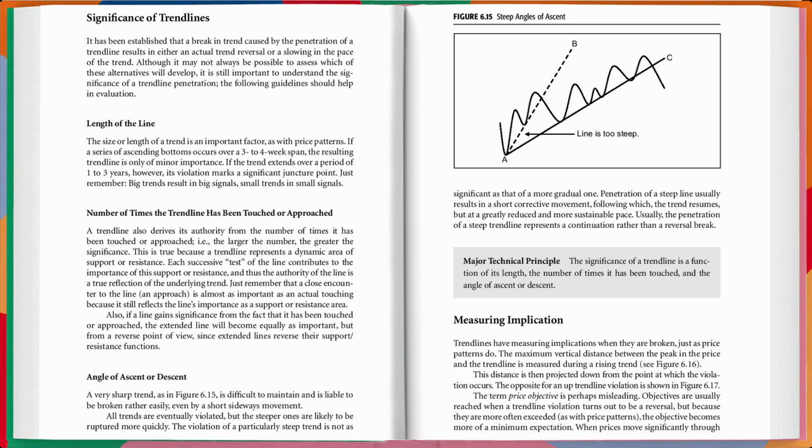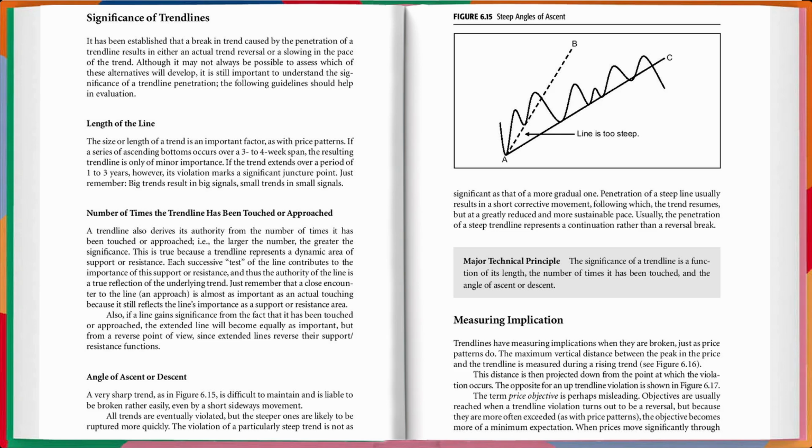Angle of ascent or descent. A very sharp trend, as in figure 6.15, is difficult to maintain and is liable to be broken rather easily, even by a short sideways movement. All trends are eventually violated, but the steeper ones are likely to be ruptured more quickly. The violation of a particularly steep trend is not as significant as that of a more gradual one.